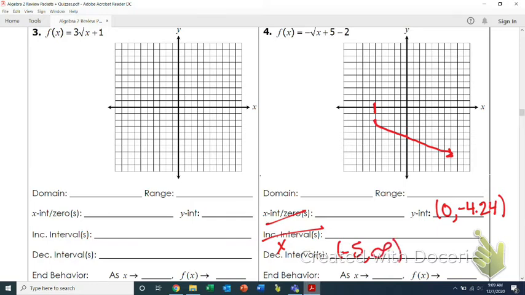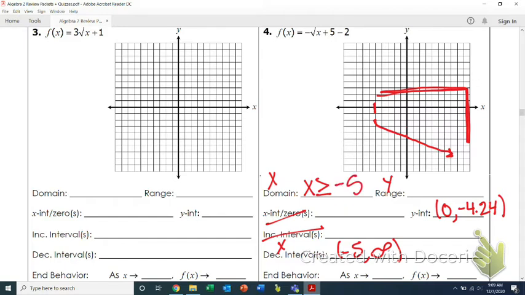Let's go back to the domain. Domain is x. Range is y. All right, it starts at negative 5. All of the x values are to the right of negative 5. All of this right here, it's all to the right. So all of those values are greater than or equal to negative 5.